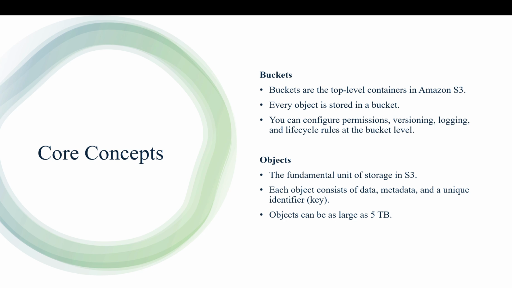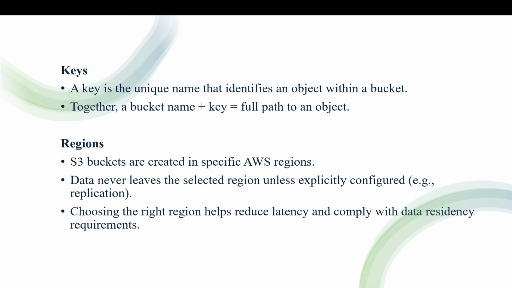Core concepts. Buckets are the top-level container in Amazon S3. Every object is stored in a bucket. You can configure permissions, versioning, logging, and lifecycle rules at the bucket level. Objects: the fundamental unit of storage in S3. Each object consists of data, metadata, and a unique identifier. Objects can be as large as 5 TB. Key: a key is a unique name that identifies an object within a bucket. Together, the bucket name plus key is equal to the full path to an object.